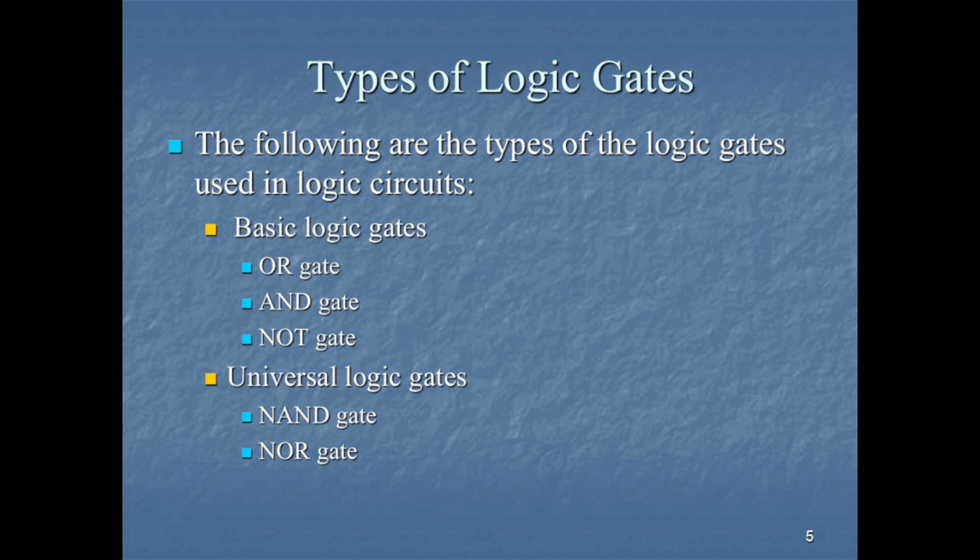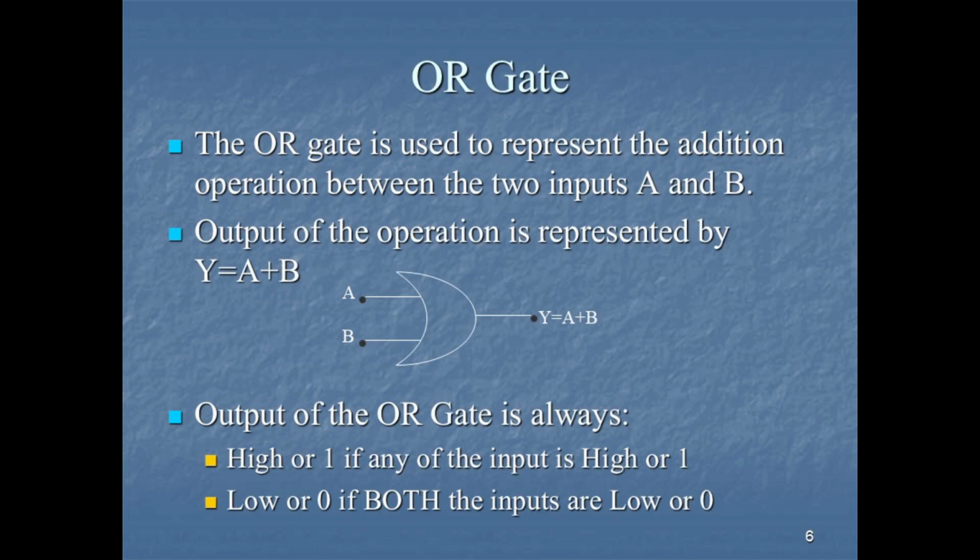OR गेट का उपयोग हम करते हैं दो वेरिएबल्स A और B के बीच में एडिशन ऑपरेशन को रिप्रेजेंट करने के लिए, जिस तरह से Y = A + B. The symbol of the OR gate is as shown in the diagram, and the output is A + B. आउटपुट ऑफ OR गेट का जो बिहेवियर है वो किस तरह से रहता है, हाई होता है या 1 होता है, depending if any of the input values is high or 1. ठीक है. Similarly, OR गेट का आउटपुट लो या 0 कब होगा, जब both the inputs are low.